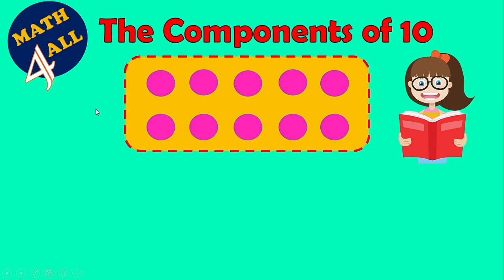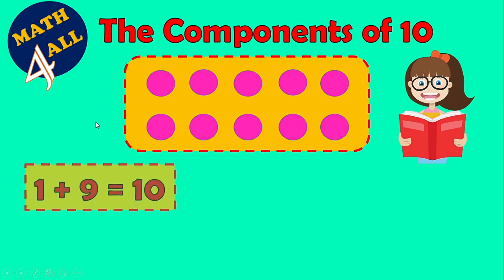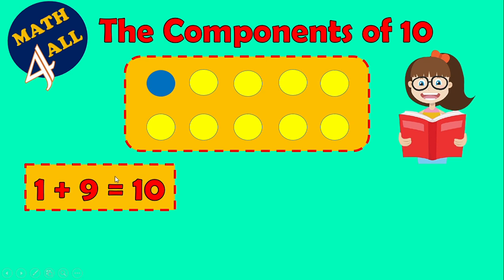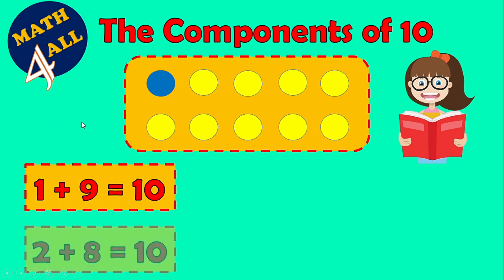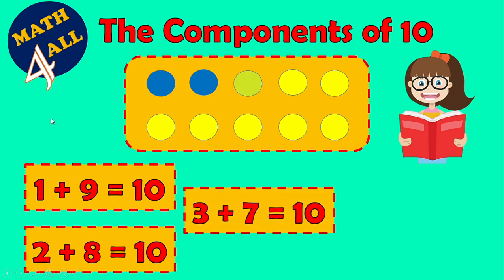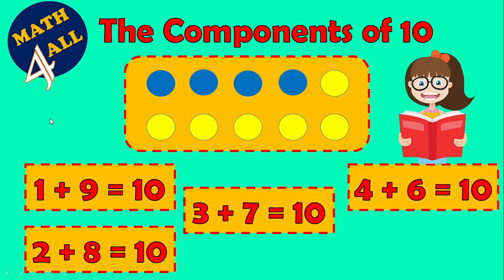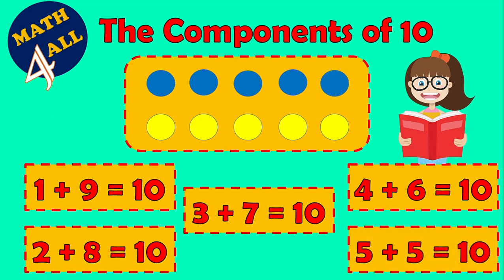Okay, so the components of number 10 are 1 plus 9 equals 10, 2 plus 8 equals 10, 3 plus 7 equals 10, 4 plus 6 equals 10, and 5 plus 5 equals 10. This is how you can make a 10. Also, if you add 10 plus 0, it will give you 10.